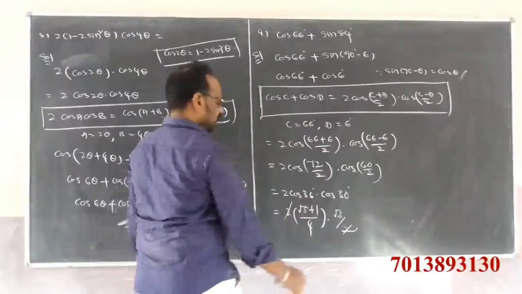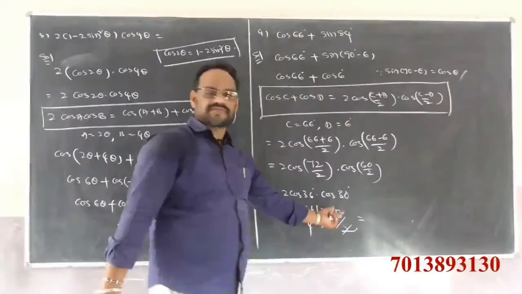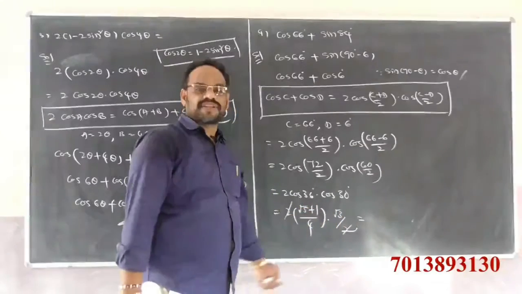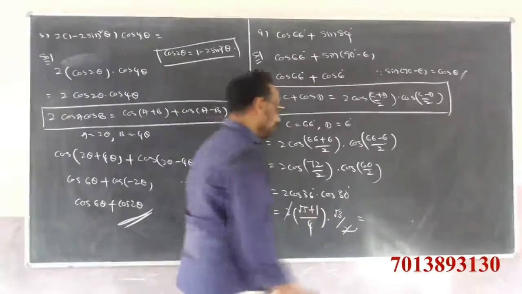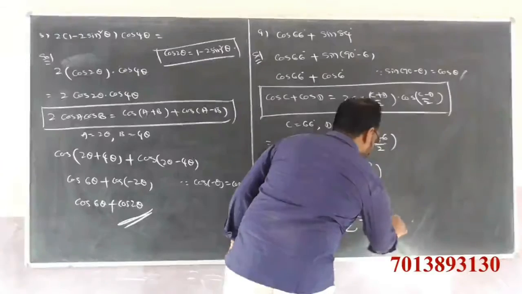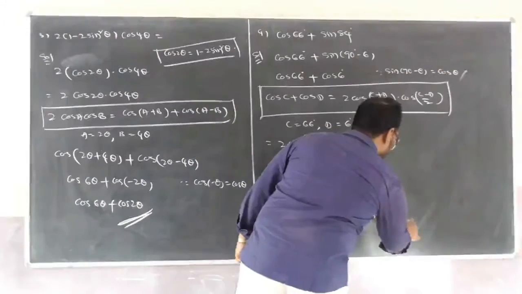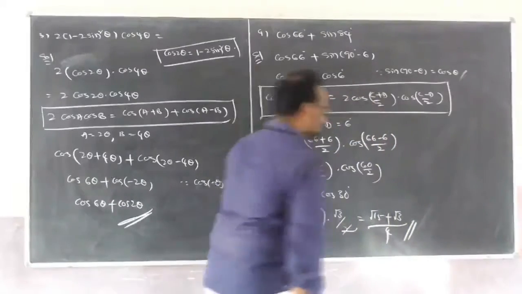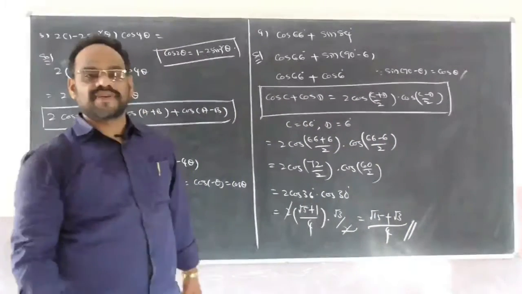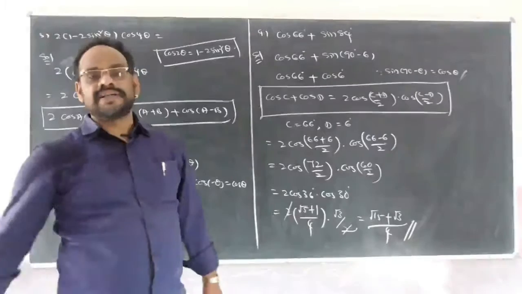2 and 2 get cancelled. So if you multiply square root of 3 into (square root of 5 plus 1), 3 times 5 is 15. So square root of 15 plus square root of 3 into 1 is nothing but square root of 3, by 4. So the answer is how much? Square root of 15 plus square root of 3 by 4 is the answer.